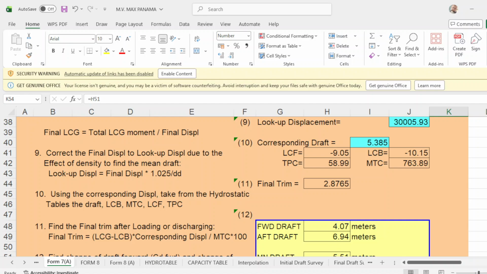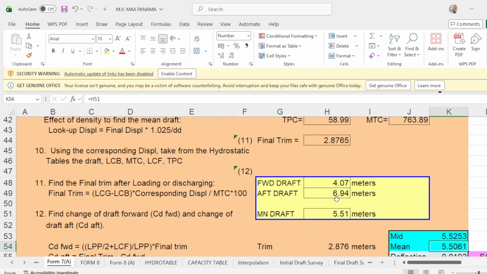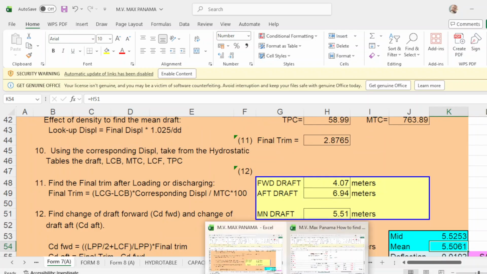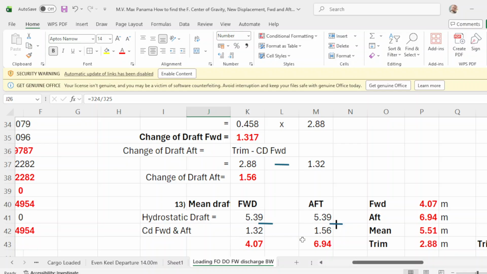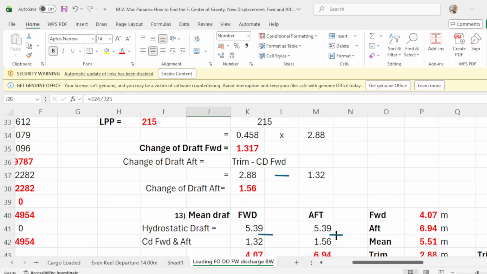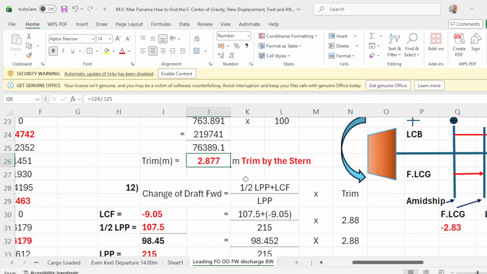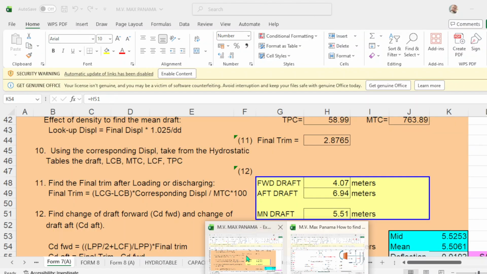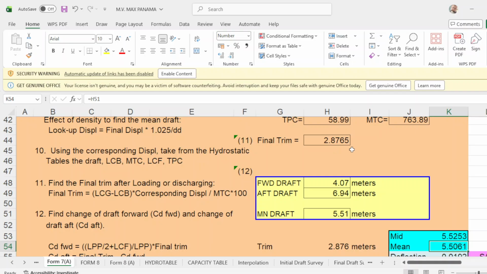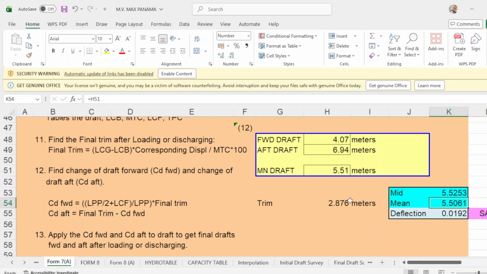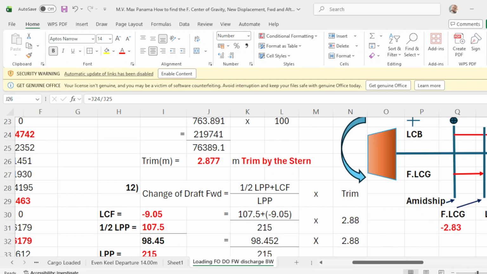Forward is 4.07, up is 6.94. 4.07 and 6.94. Okay, and your trim will be 2.88. Okay, your trim here is 2.88, and the trim here is almost 2.88 if you round it off. Okay. And your trim 2.88. Okay, and last one.